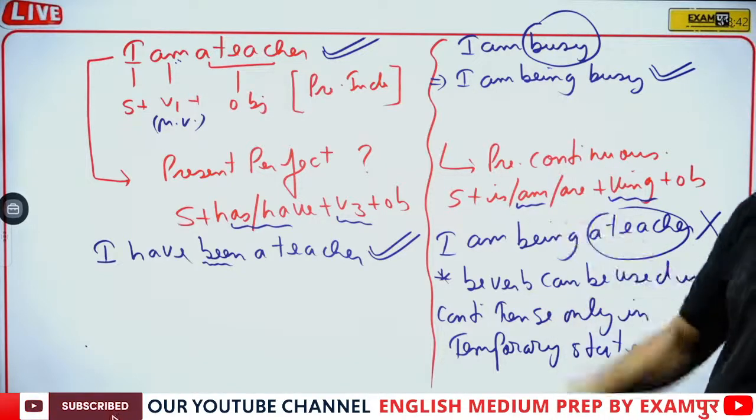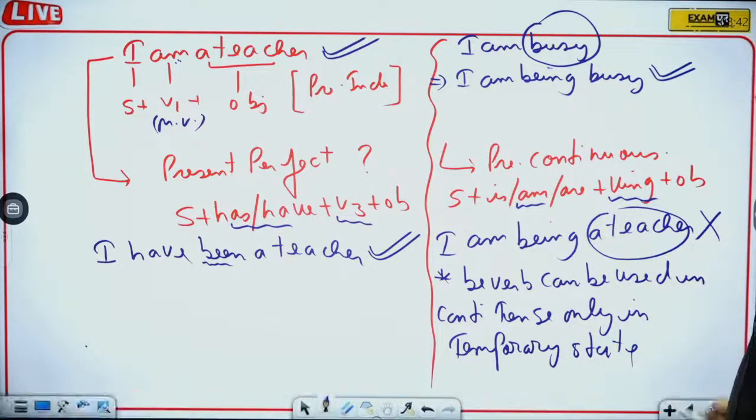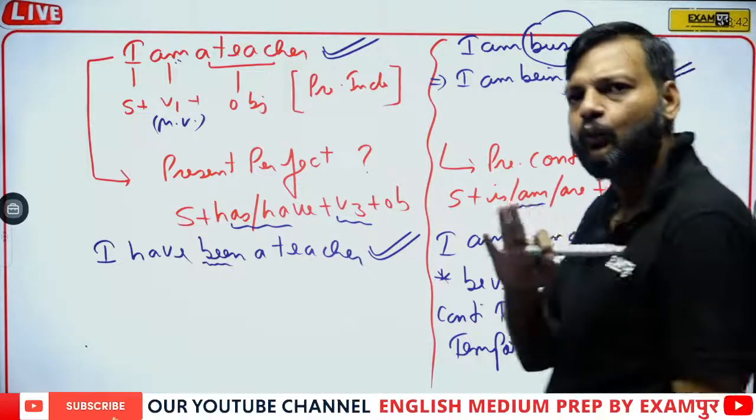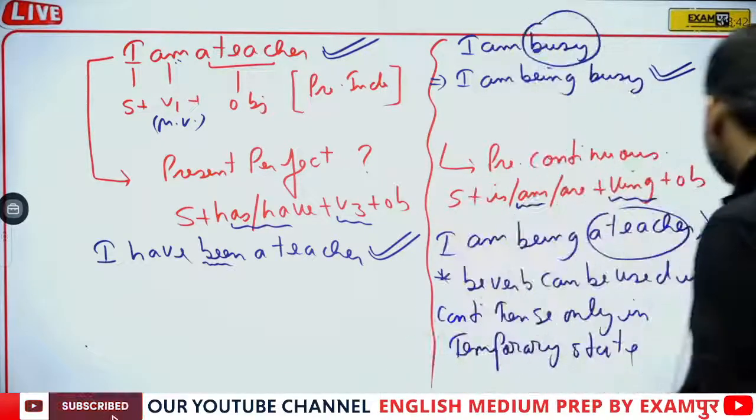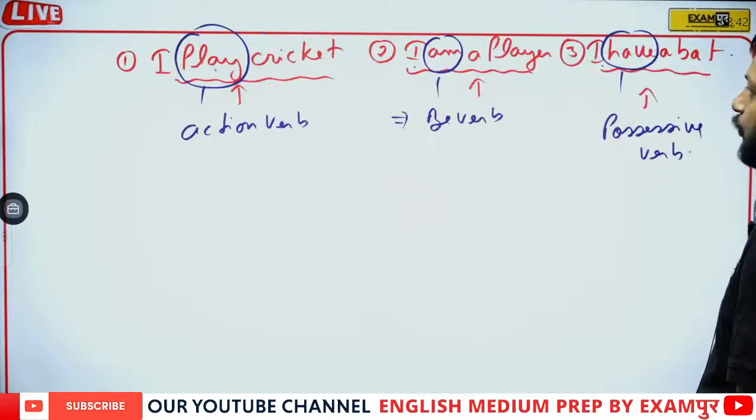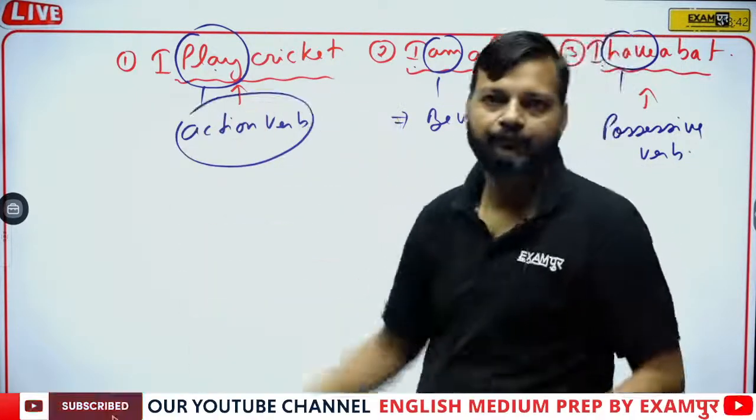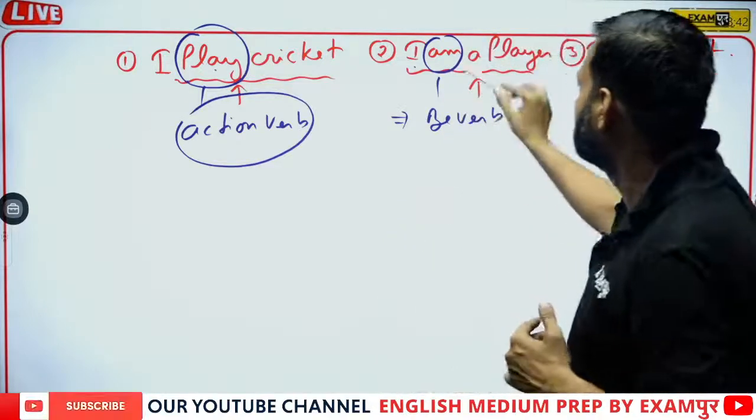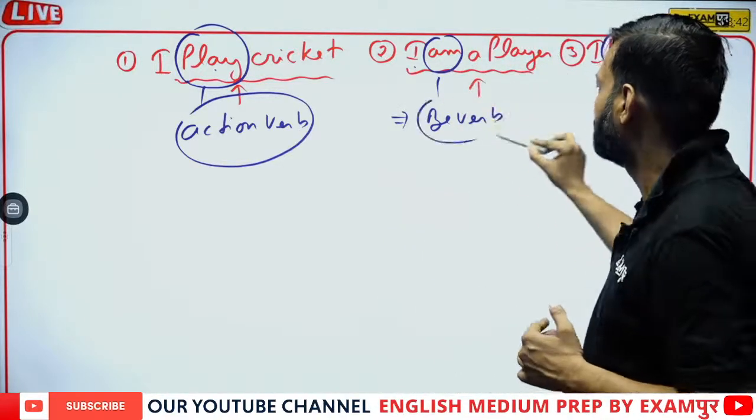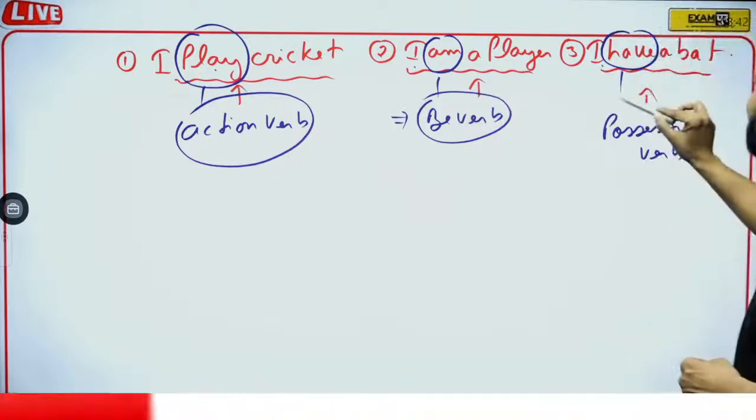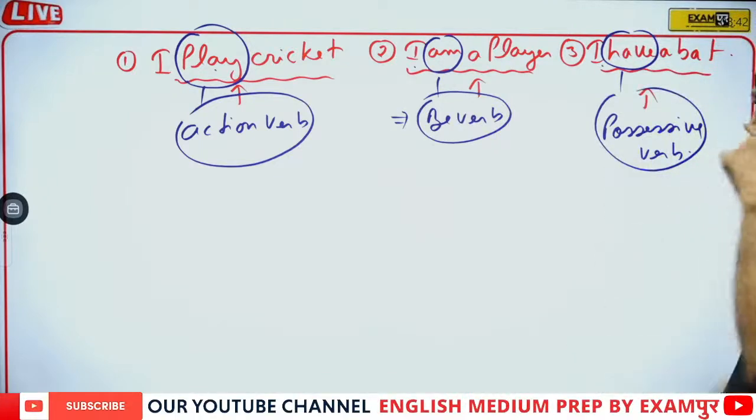So this was about be verb. Okay. Now we have three sentences. First sentence is I play cricket. Here we have used action verb. Second was I am a player. This is be verb. And third one is I have a bat. This is possessive verb.